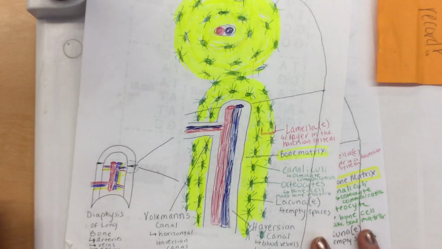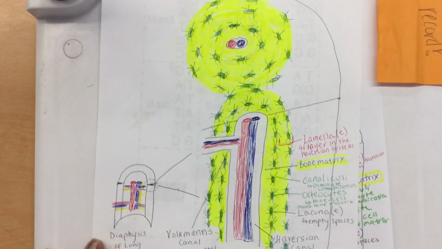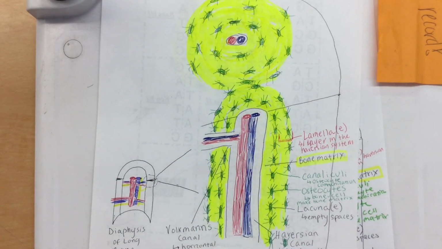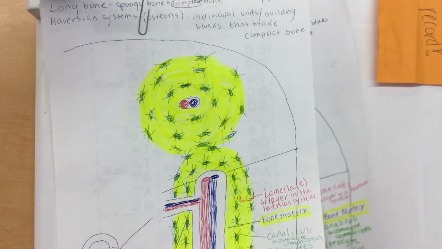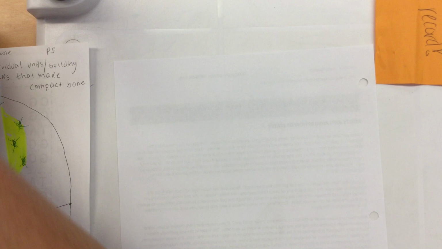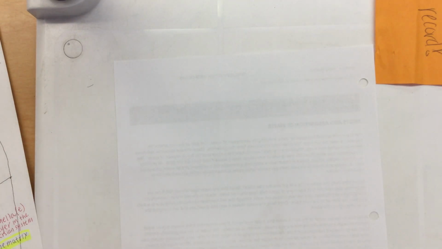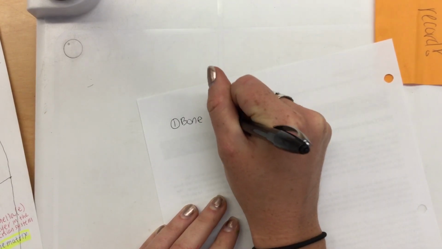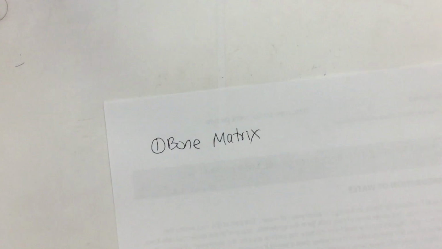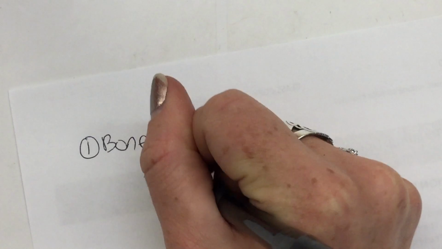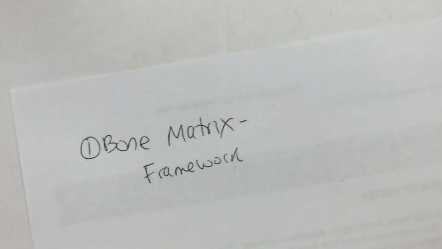From there, you can flip to the back of your piece of paper, and we're just going to talk a little bit about what's in this bone matrix. So you go ahead and flip your paper over, and we'll take a look at that. Here we go. Okay, so on the back there, what I want you to start off by writing is just the number 1, and then the words bone matrix. And we're going to talk first about the framework of the bone matrix, okay?